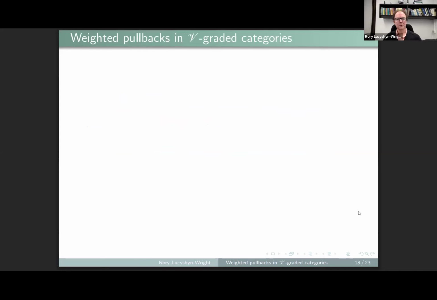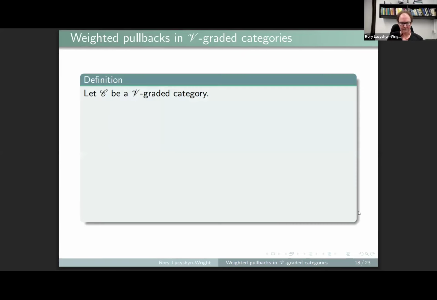And so what we're going to do at this time is we'll generalize this notion of weighted pullback that we had introduced in V-actegories. We'll generalize this to this more general setting of V-graded categories, which includes in particular V-enriched categories. And so we can specialize this then to V-enriched categories. So let's generalize this concept of weighted pullbacks to V-graded categories.